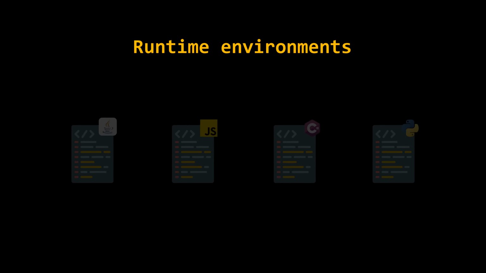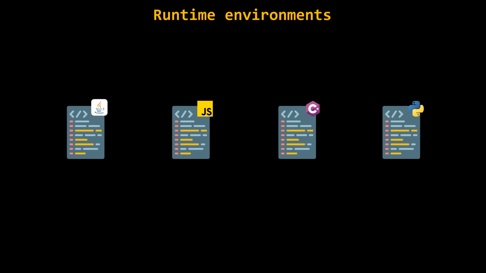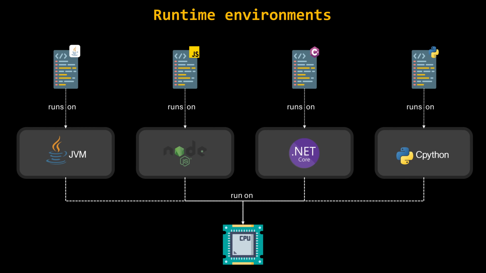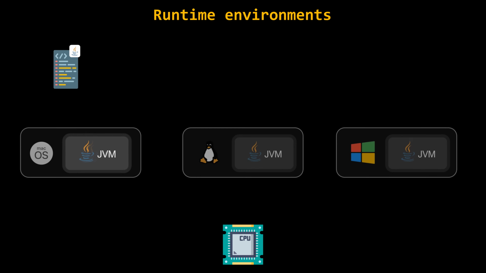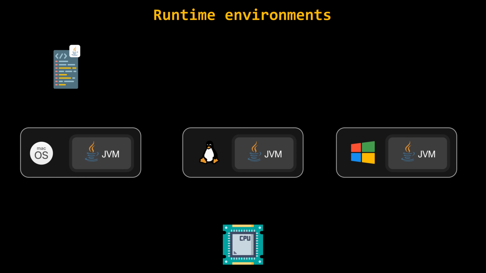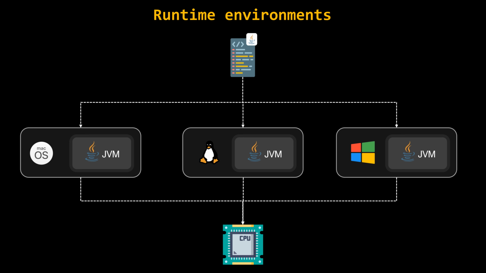Another reason that comes to my mind is runtime environments. Some programming languages don't compile directly to machine code. They run on a virtual machine or an interpreter instead. This means that as long as the virtual machine is installed on the system, the same code can run across multiple platforms. Ironically, virtual machines and interpreters are designed to bypass many of the compatibility issues we've discussed throughout this video.